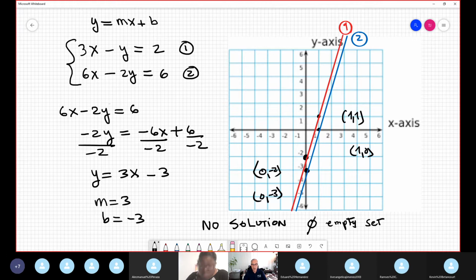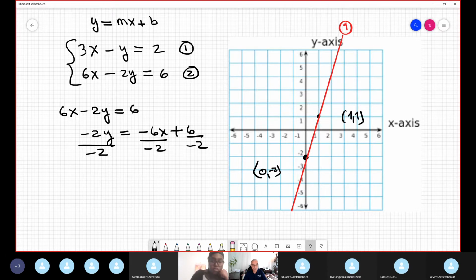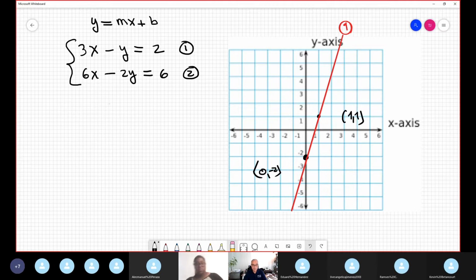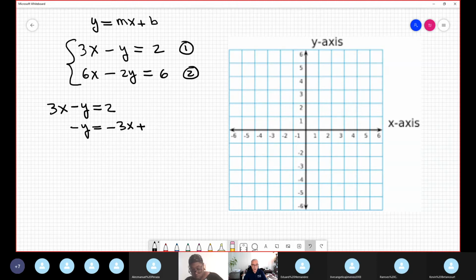Okay, let's do it algebraically. Why not? Let's do it algebraically. Well, algebraically it is substitution or elimination, no?